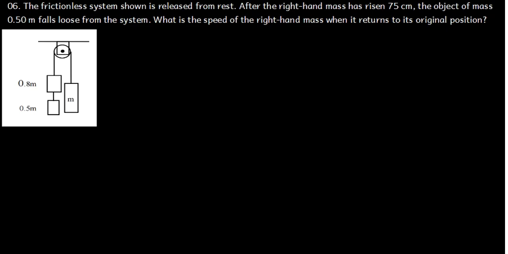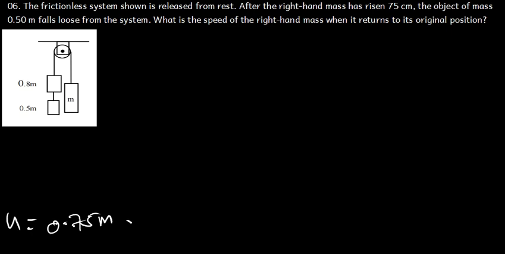They are saying that the one on the right hand side rises about 75 centimeters, which we put as this h. So my h is 75, and I have to change this into meters. Divided by 100 is 0.75 meters.